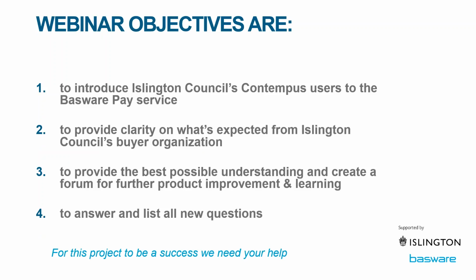There are three main objectives for this webinar. The first objective is to introduce the pay service to all Contempus users. What is it and how does it work? The second objective is to make sure that everyone knows what's expected. What are the benefits and how do we make sure that this project will be a success? The third objective is for Contempus users to understand and be sure that feedback and questions will be addressed. Please keep in mind that this is a pilot project and both Basswire and Islington need to learn how we can improve the user experience with the pay service. Finally, we will use 5 minutes to address some of the questions that you may have.